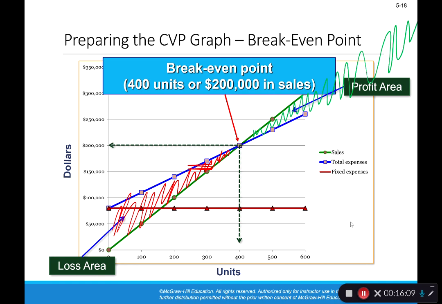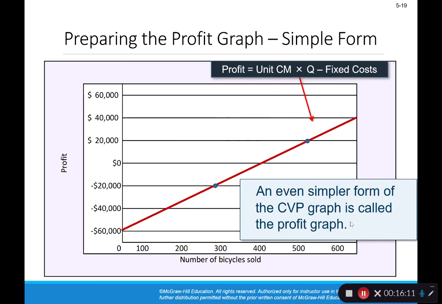Another way to look at CVP relationships is just to focus on profit. So this is just a line that represents our profit for the company. And our profit, the slope for this line is going to be our CM per unit. So if we were to sell 400 units, we make $0 because that's break even.